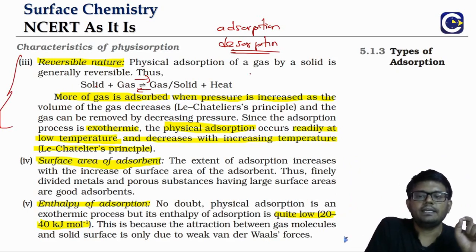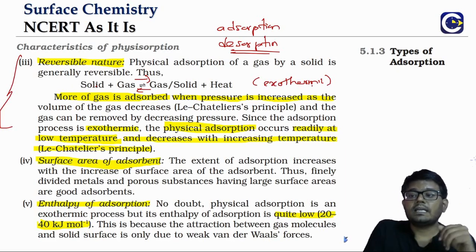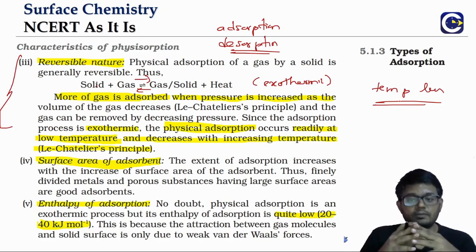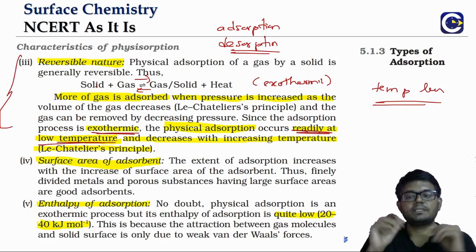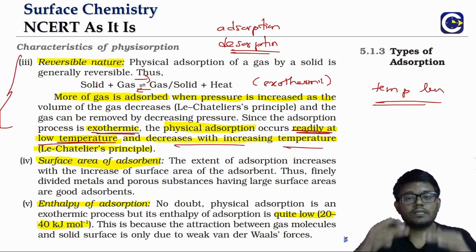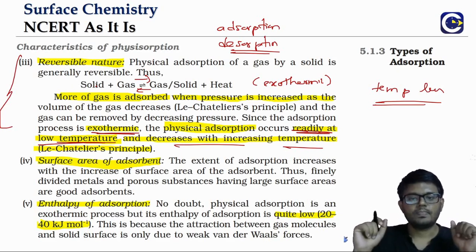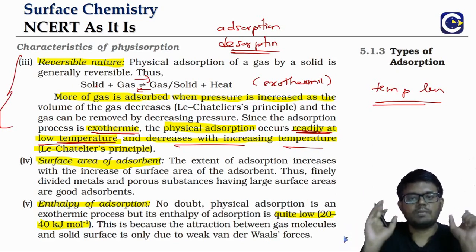When you look at this, it is exothermic. Exothermic means what? As per the Le-Chatelier principle, when the temperature is less, that will be more favorable. So because it is exothermic, the physical adsorption can happen readily at low temperature. And if the temperature is increased, what happens? The amount of adsorption will decrease. Because remember, for an exothermic process, what is the favorable condition as per the Le-Chatelier principle? Low temperature.